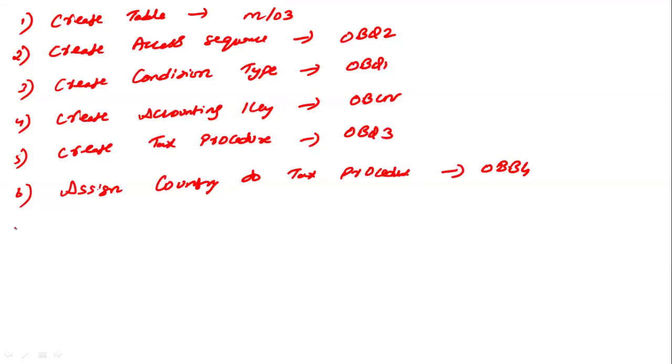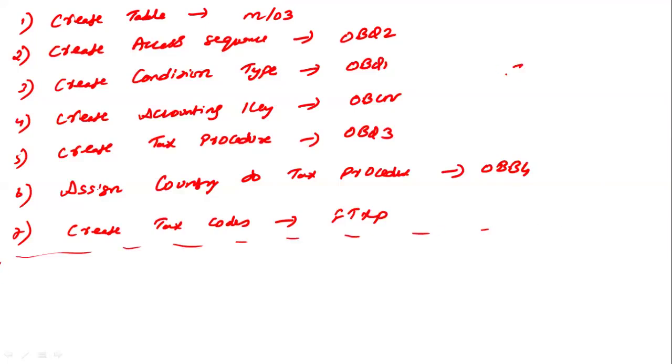And if you want to create any tax codes, you can create the tax codes. That can be done in FTXP. Okay. And apart from this, there are some configurations which need to be done from the master data end. So this is the SPRO configuration.